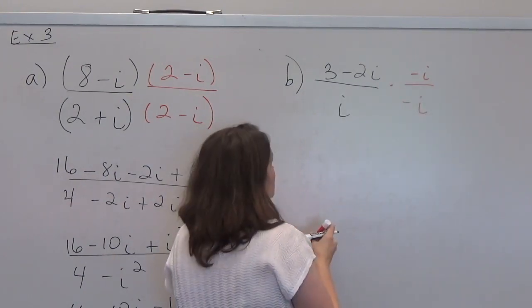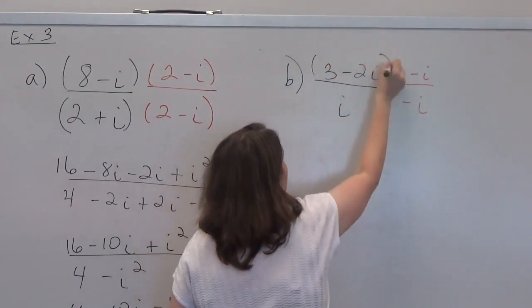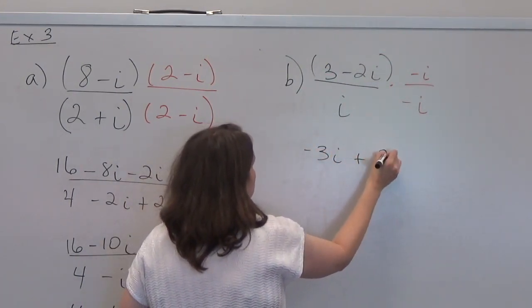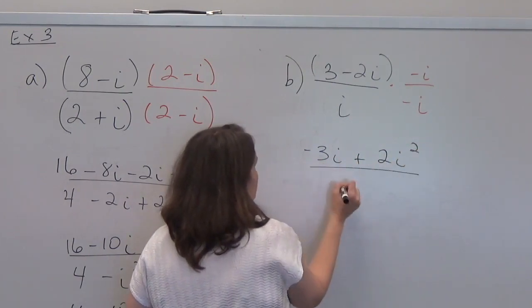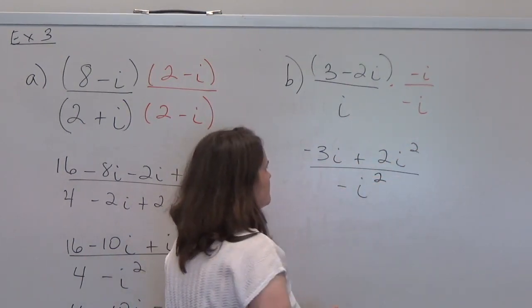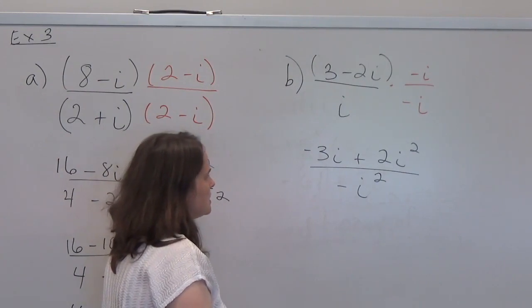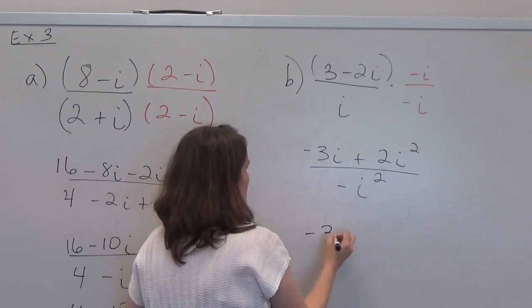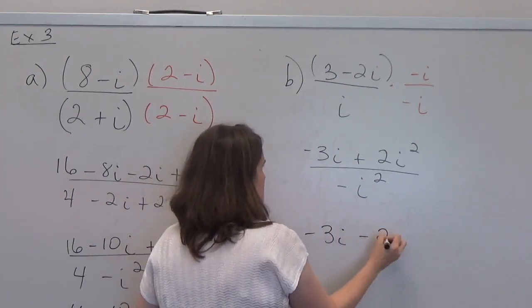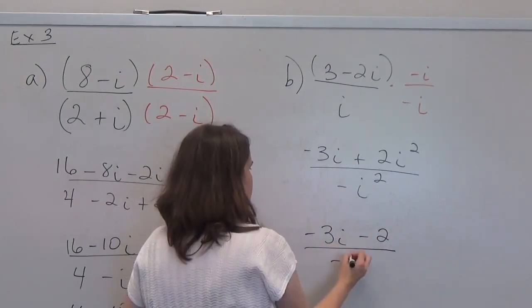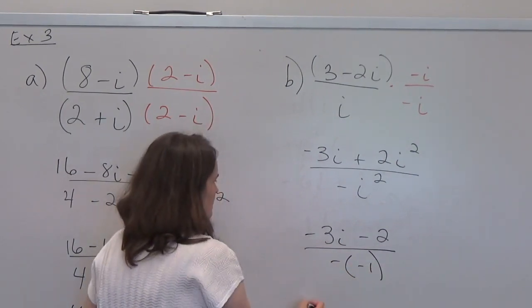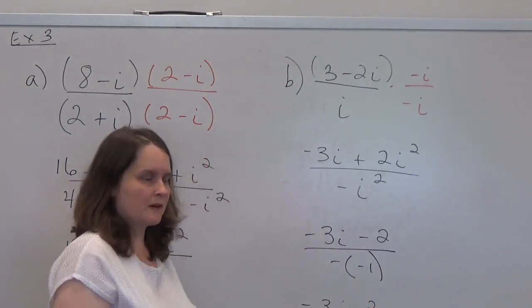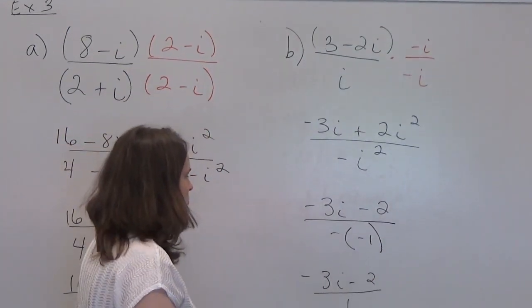All right. We'll need to distribute in the top, so we'll have negative 3i plus 2i squared over negative i squared. All right, and then in the top we can go ahead and substitute negative 1 for the i squared, so you've got negative 3i minus 2 over negative parentheses negative 1. So negative 3i minus 2 over positive 1. And of course, if I simplify that, that's just negative 3i minus 2.